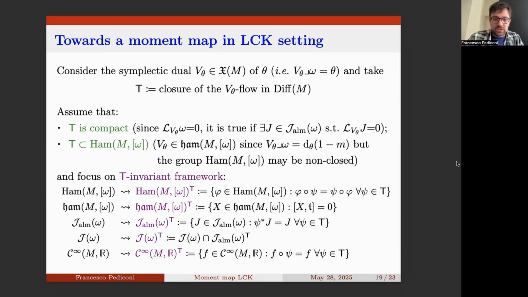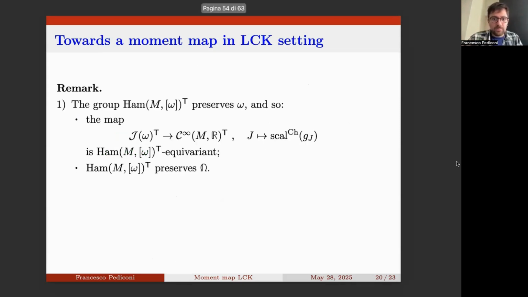And so actually, whenever you pass to the invariant framework, you realize that first of all, the group of twisted Hamiltonian diffeomorphism that commutes with T actually preserves omega. So it solves the first problem. So the map that assigns the scalar curvature to a J is going to be equivariant, and the lifted action by pullback is going to preserve the tautological symplectic form on the infinite dimensional manifold.